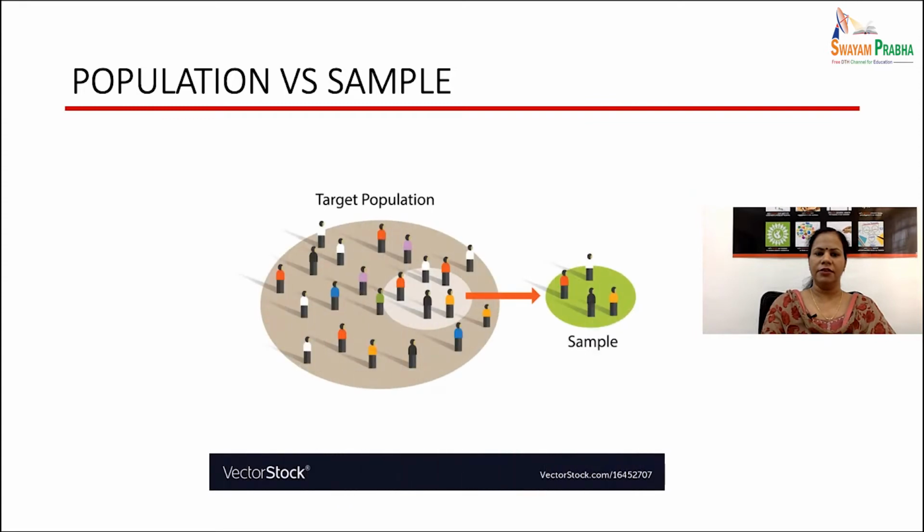Now, as I just told you, this is the population versus sample. This is the target population, where all the subjects of the entire set of people are there. But it is not possible for a researcher to conduct the research study on the full population. So out of the population we take a subset, known as the sample, on which we conduct the study. But then, based upon the findings of the sample, we try to generalize our findings to the whole target population.